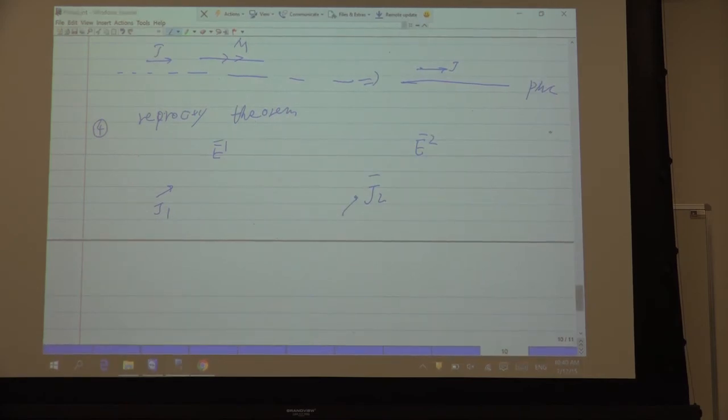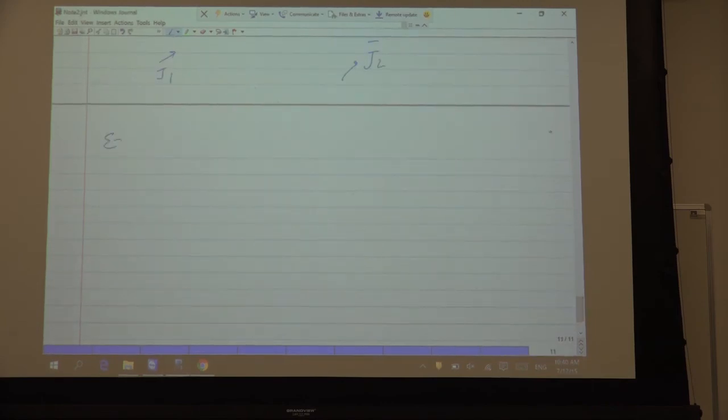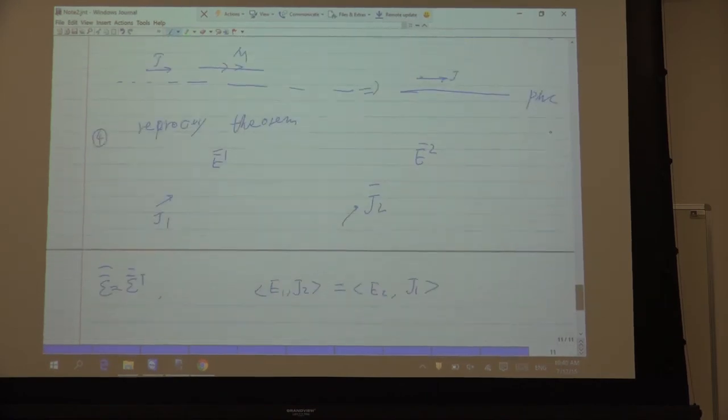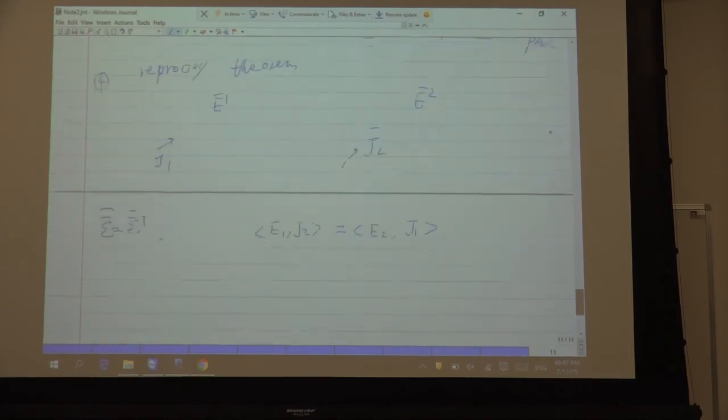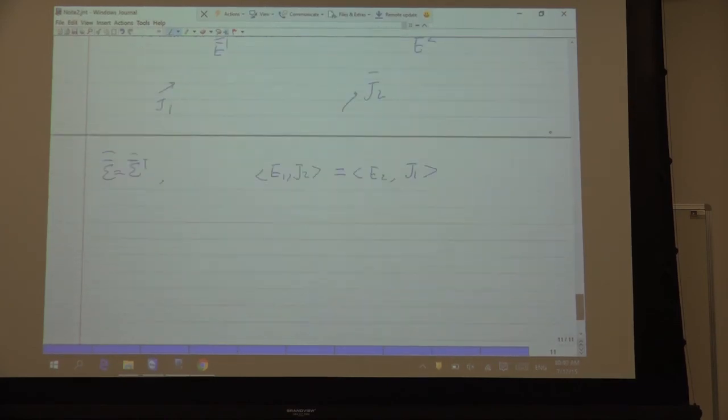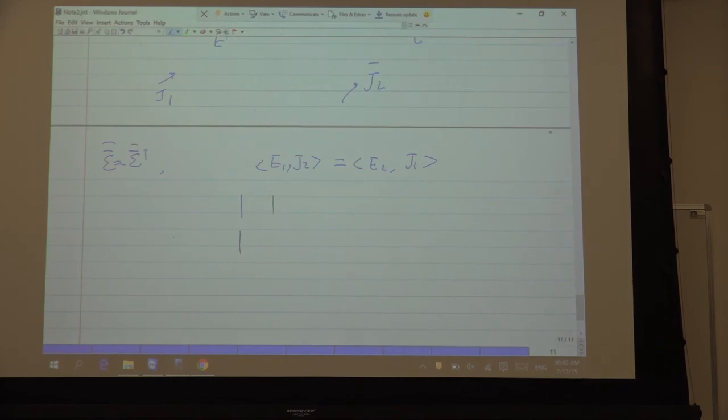If the media is the same, and the media is reciprocal, I mean epsilon equals epsilon transpose, then we have that E1 J2 equals E2 J1. We call this the reciprocity theorem. You can check. Using this theorem, you know that for two antennas, Z12 equals Z21. You can know this kind of theorem.